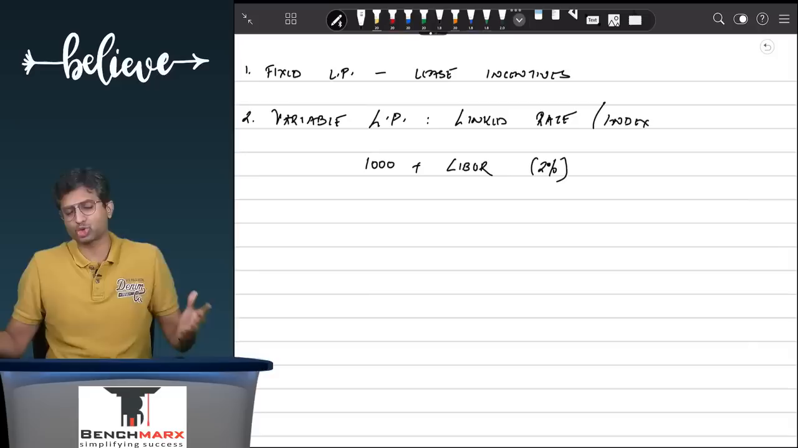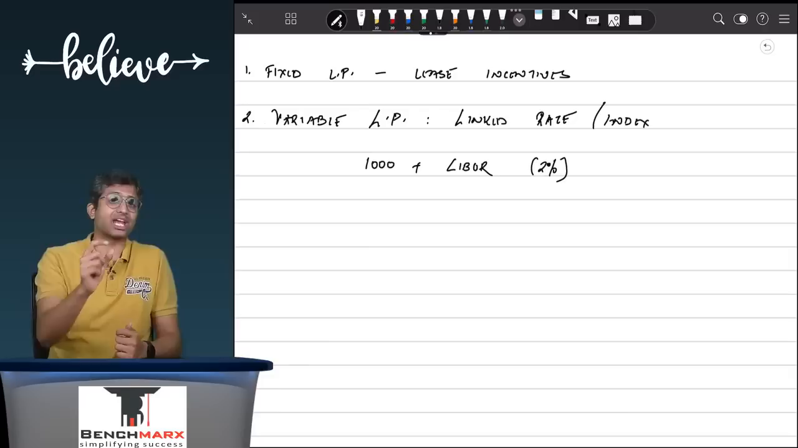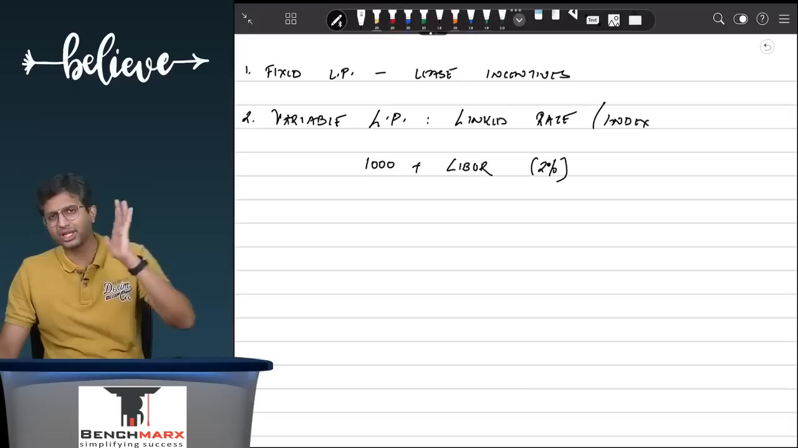So do we need to estimate the LIBOR? No. Can we change the LIBOR? Yes. When can we change the LIBOR? Only when the cash flows get reset. So for example, you've been told that the cash flows will be reset after every 2 years. So your commencement date LIBOR will continue for 2 years. So it will be, let's say, 1020, then 1040. And then from the third year, whatever is the LIBOR prevailing at the end of the second year or start of the third year, you will take it.